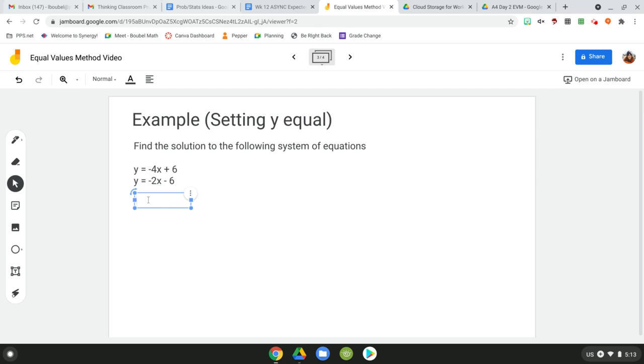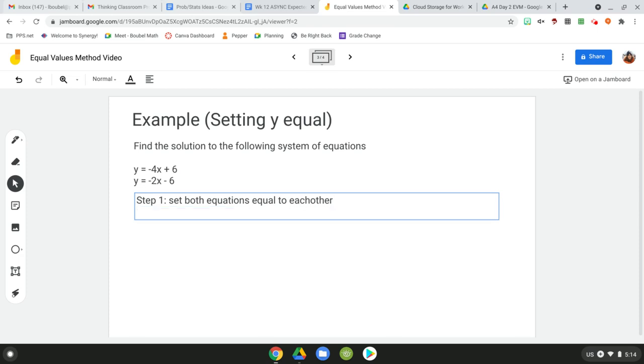Okay, so step 1. Let me just expand this a little bit. Step 1: set both equations equal to each other. So instead of writing y for both of these, I'm going to set them equal to each other. So negative 4x plus 6, instead of having that equal y, I'm going to have it equal the other equation, negative 2x minus 6.